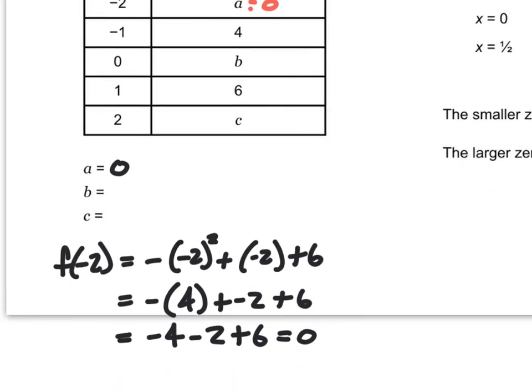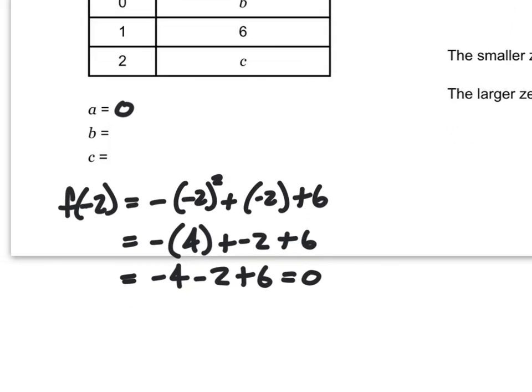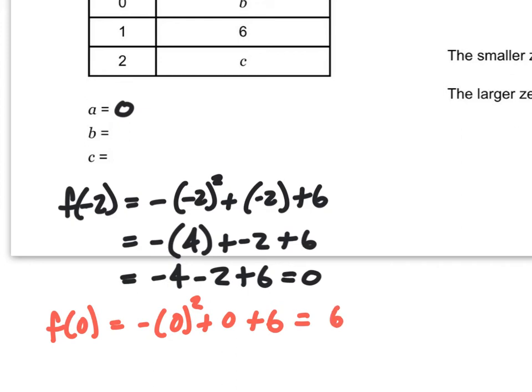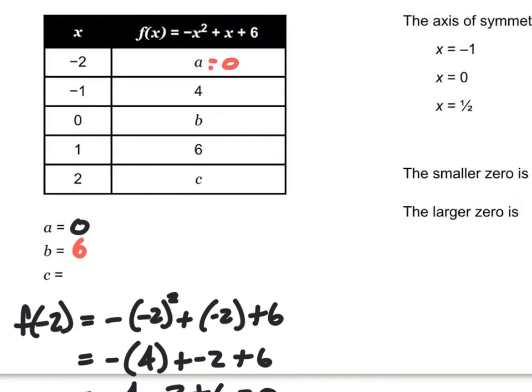All right, so let's plug in 0 into the function. So I'm going to do f of 0. And that's going to be negative quantity 0 squared plus 0 plus 6. If I plug in 0 for all those values, everything is going to be 0, so the only thing that's left is positive 6. So your value for B is, whoops, not B, is 6. All right, and so this value here is 6.